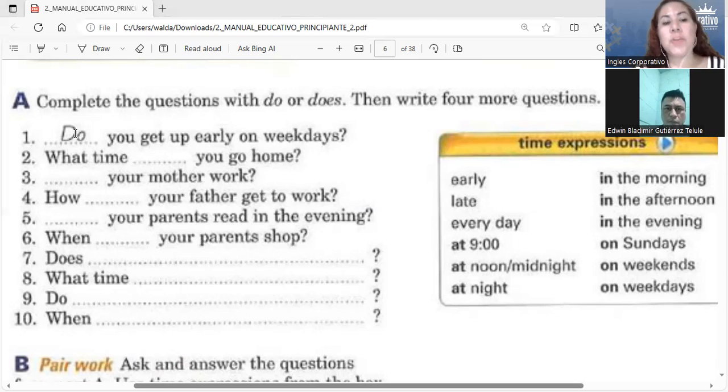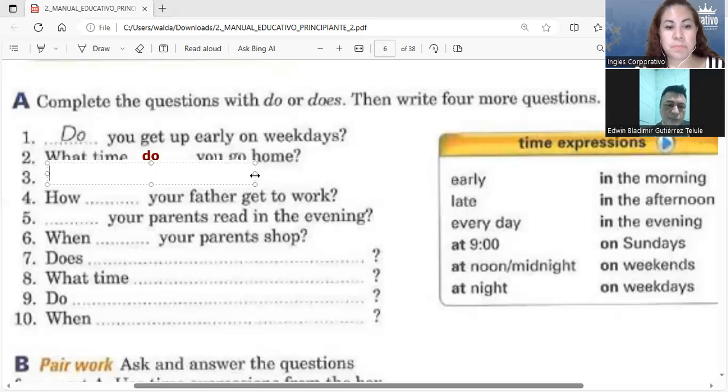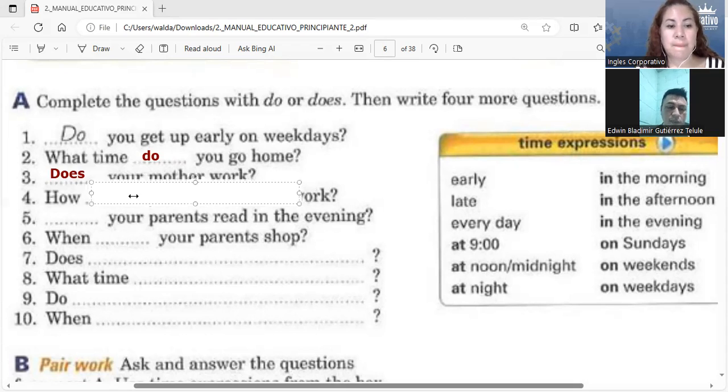Okay, so we have, do you get up early on weekends? Weekdays. Next, what time do you go home? Very good. What time do you go home? Next. Does your mother work? Does your mother work? How does your father get to work? Excellent. Very good. How does your father get to work?